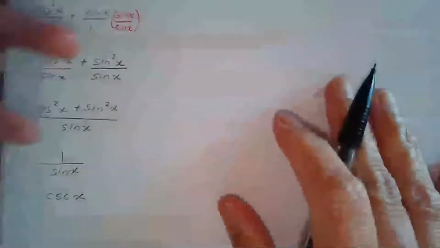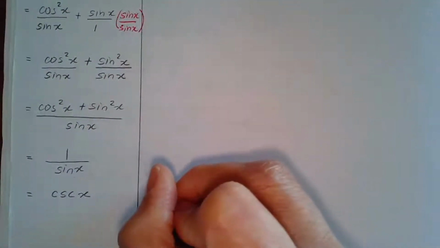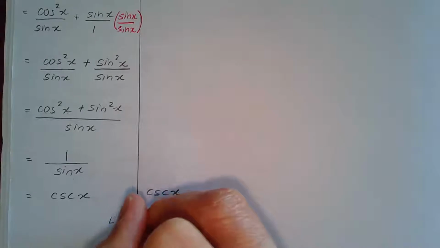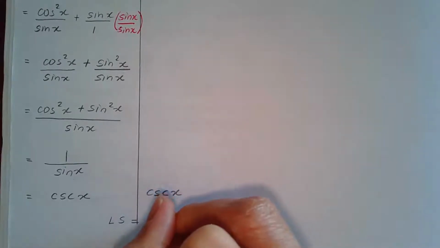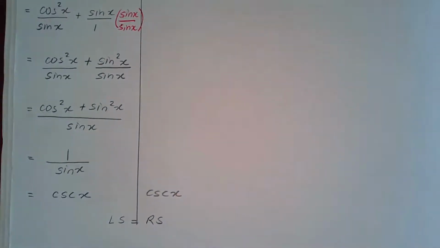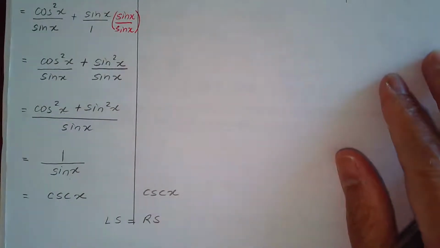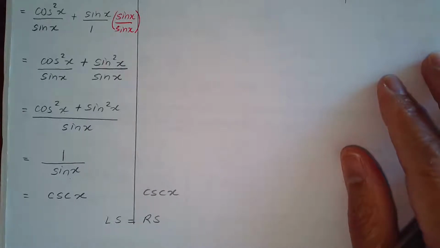We've made the left side, just going to extend this one, we've made the left side equal to the right side, cosecant of x, right? The left side and the right side are equal. That's good. Okay, so that's awesome. That's really awesome.